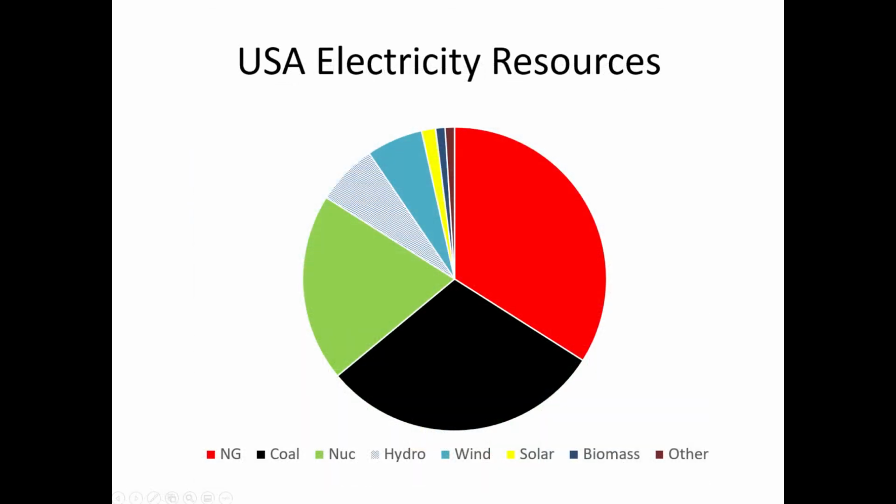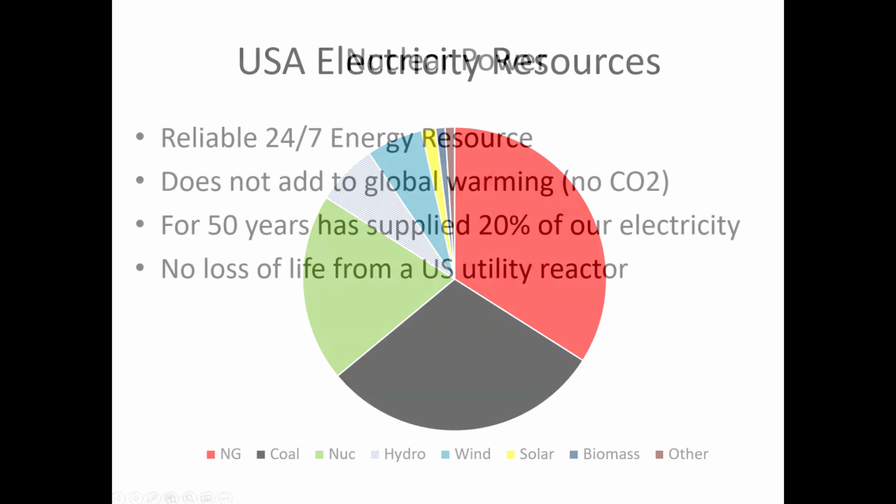This pie chart illustrates the different energy resources we use in the USA. Natural gas will continue to displace coal. Nuclear power is at 20%, and hydro will remain at 6.5%. Wind and solar will continue to grow. However, it is unlikely that solar will ever provide more than 5 to 10% of our country's electrical power.